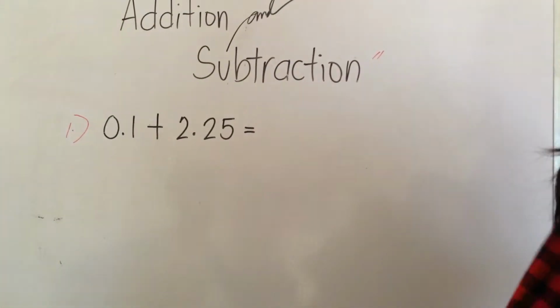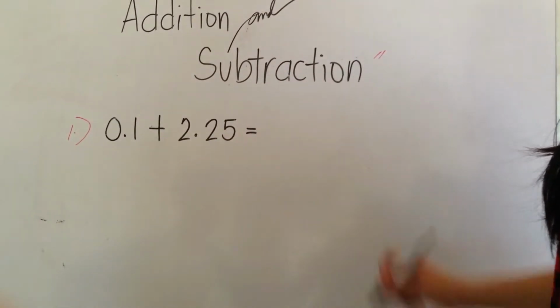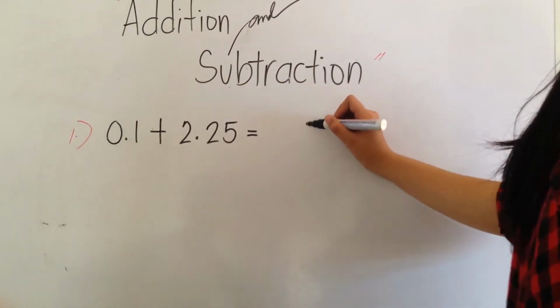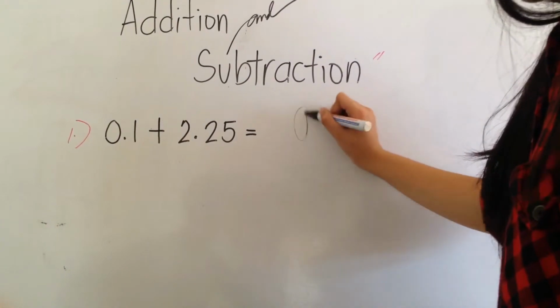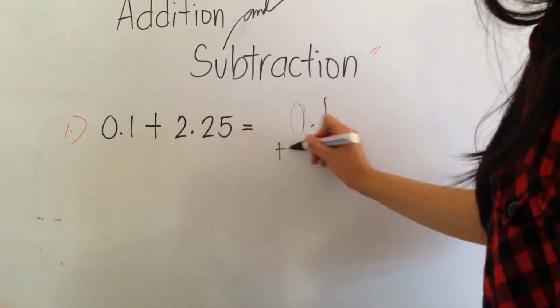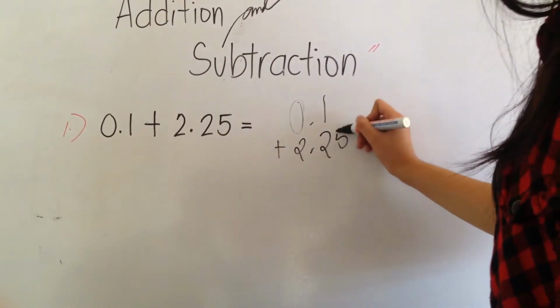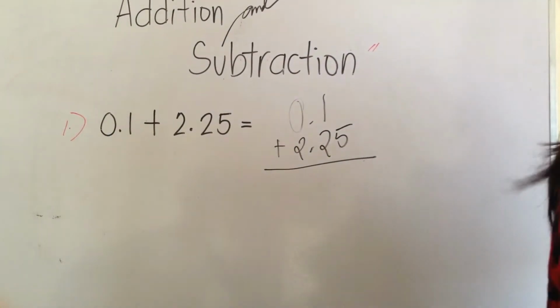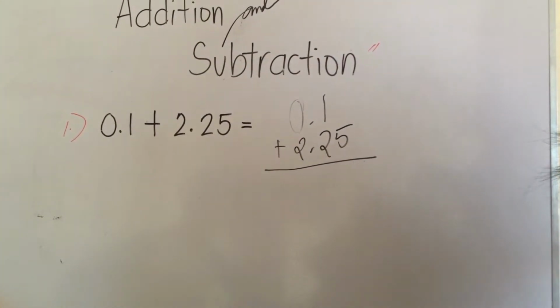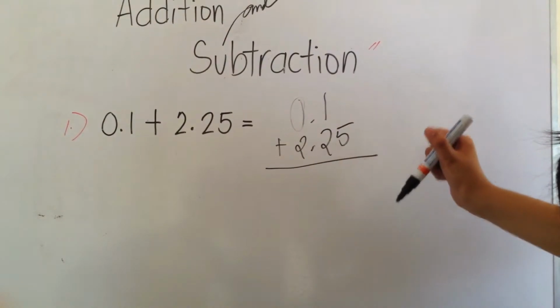Fundamental operations of decimals. In adding and subtracting decimals, all you have to do is line up first the decimal points. Then, you may now proceed. For example, 0.1 plus 2.25. So in here, the first thing you have to do is line up the decimal places. So in here, it will become like this, 0.1 plus 2.25.